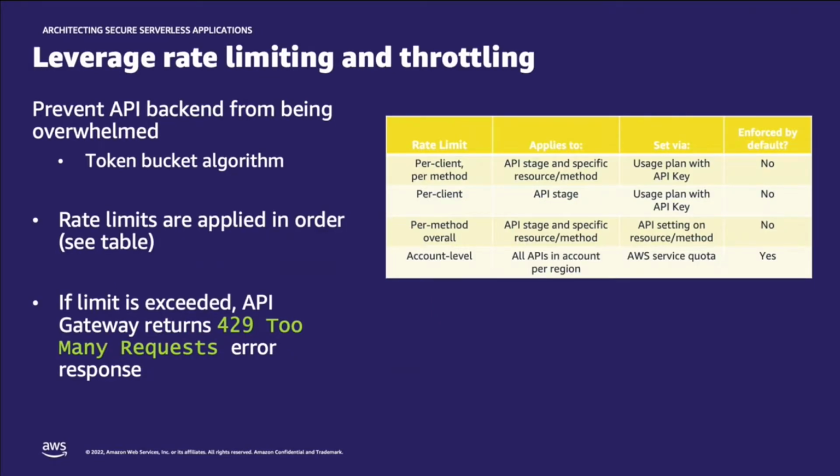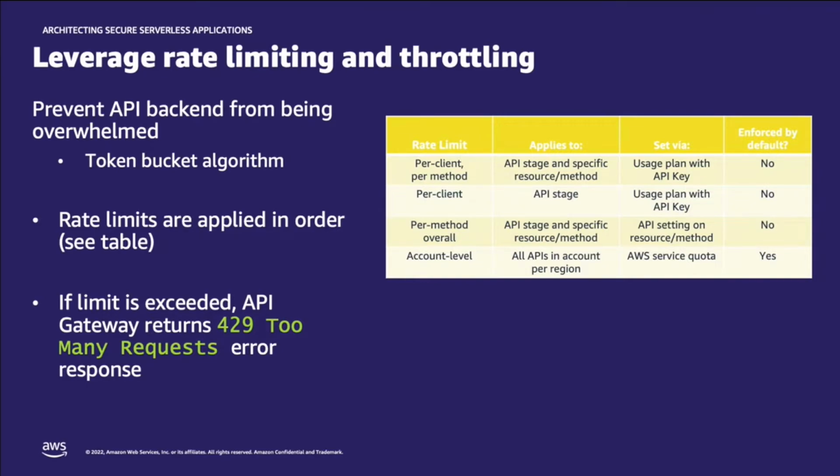Additionally, it's really important to remember that with API Gateway, there are multiple ways to prevent the API backend from being overwhelmed, right? So you can implement rate limiting and throttling in different ways. You can do that per client, per method, using the usage plan with the API key inside of the API Gateway. Same thing with per client, right? And per method overall, you can do at the API setting on resource and method.